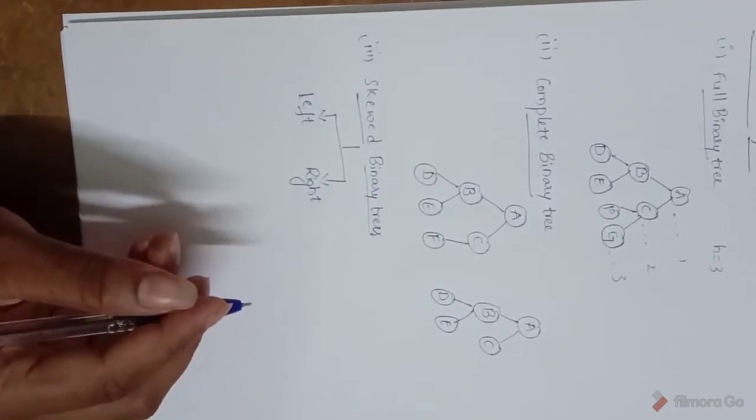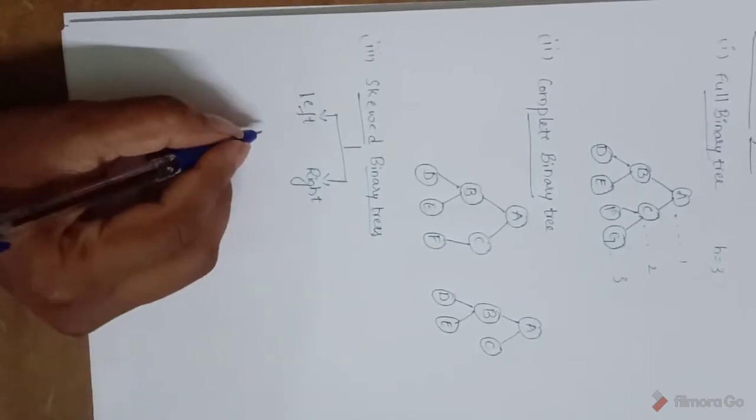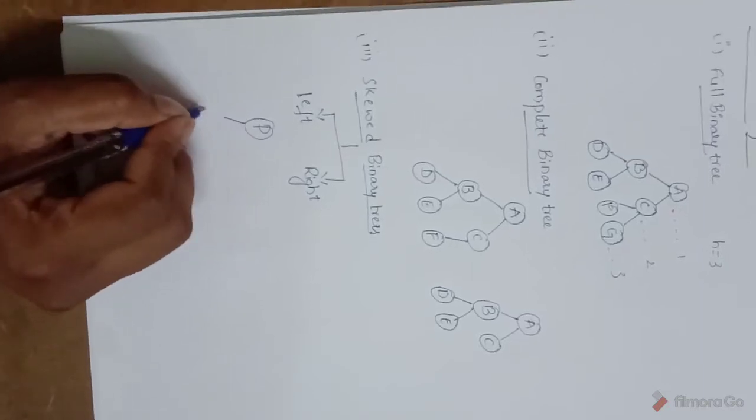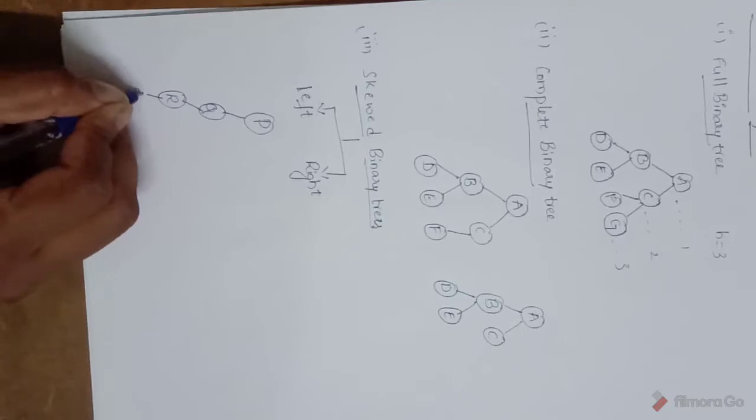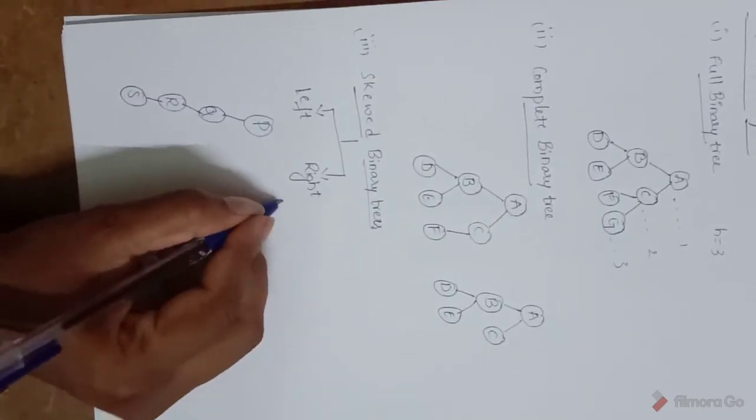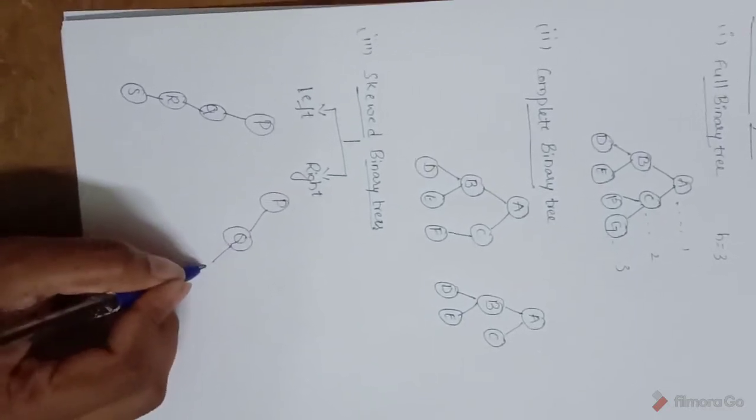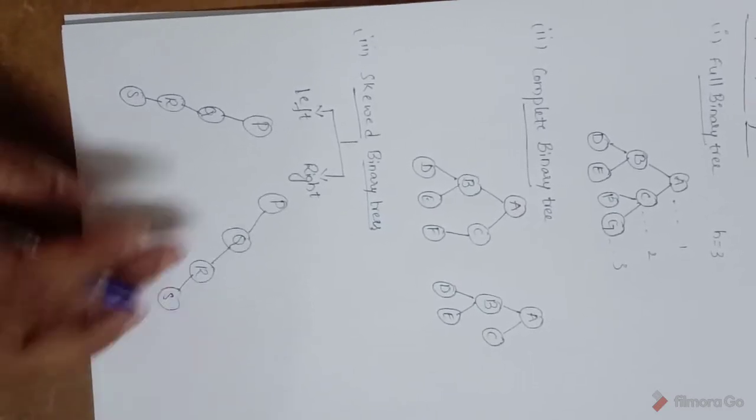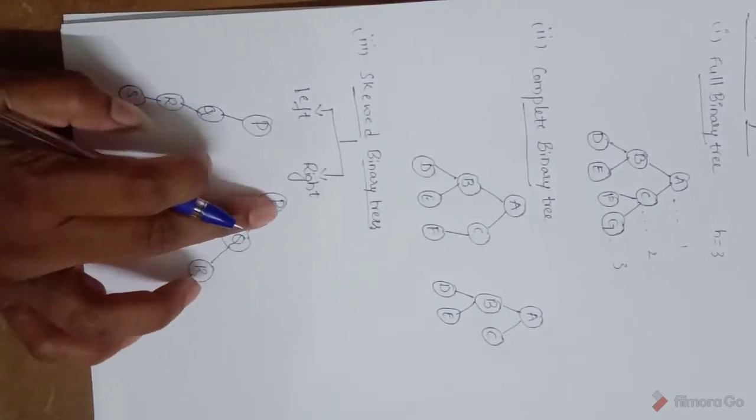Now we are moving to the skewed binary tree. Okay, now we are going with the left skewed binary tree. P, Q, R, S. This is the left skewed binary tree. Let us consider the right skewed binary tree. It consists of only right children of the tree, but there is no left child in the binary tree. Then that is nothing but the right skewed binary tree.